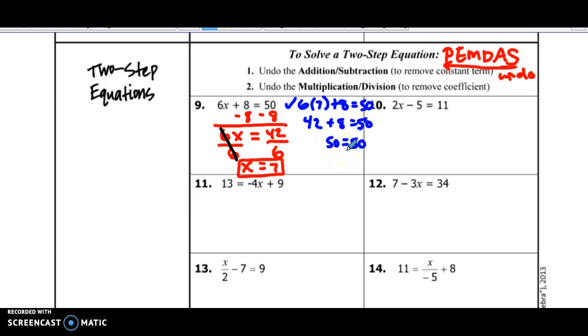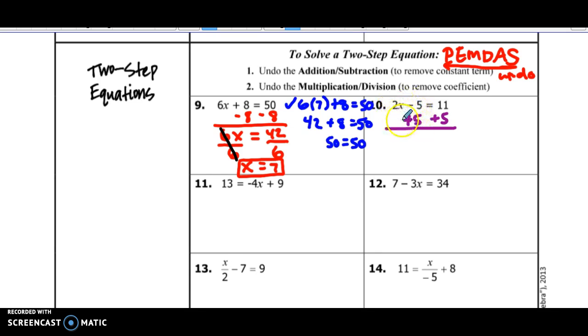Let's try the same thing on number 10. 2x minus 5 equals 11. First, I'm going to undo the addition or subtraction. So I can see I'm subtracting 5 from my x term, so I'm going to undo that first. The opposite of minus 5 is plus 5. Whatever I do to one side, I have to do to the other.